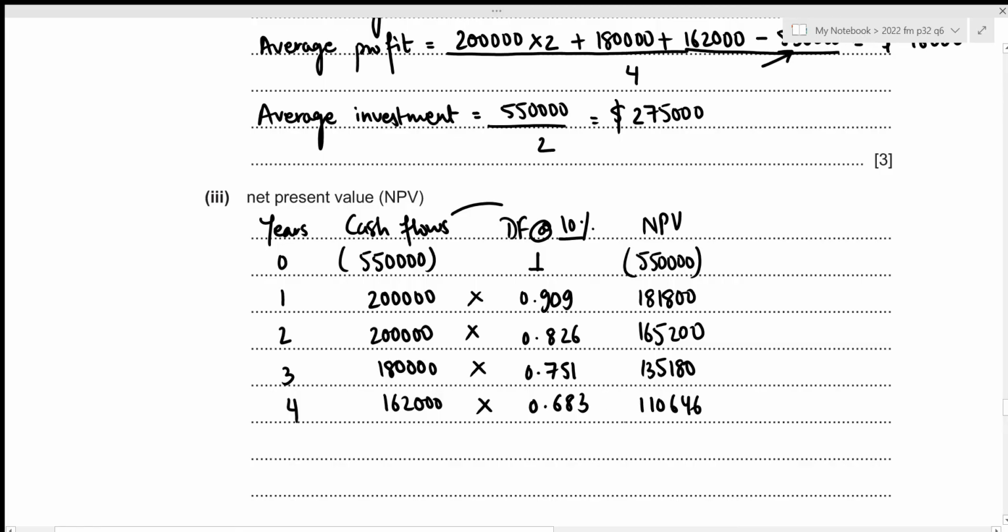110,646. Now, in order to figure out the total net present value, we just add these 5 amounts. So that will be minus 550,000 plus 181,800 plus 165,200 plus 135,180 plus 110,646, which results in 42,826. This is our net present value.